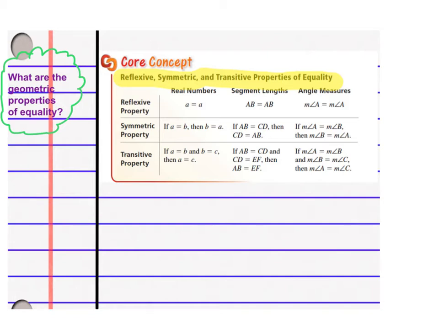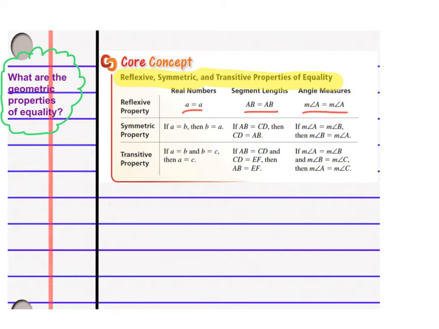Basically, I think about a mirror, like you're looking at your reflection. It's just saying that whatever you have is equal to itself. So A equals A. If you have a line segment, AB equals AB, because it's the same thing. If you have an angle, the measure of angle A equals the measure of angle A. So that's the reflexive.